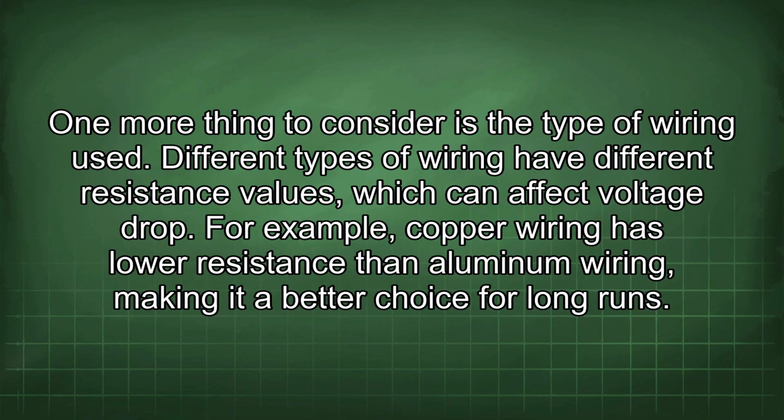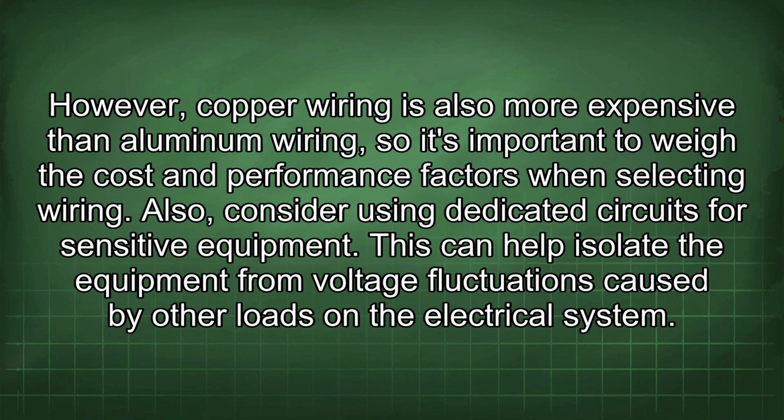One more thing to consider is the type of wiring used. Different types of wiring have different resistance values, which can affect voltage drop. For example, copper wiring has lower resistance than aluminum wiring, making it a better choice for long runs. However, copper wiring is also more expensive than aluminum wiring, so it's important to weigh the cost and performance factors when selecting wiring.